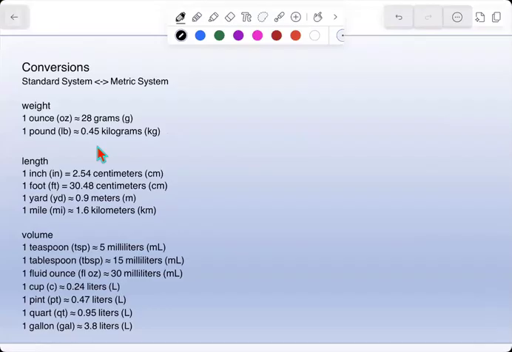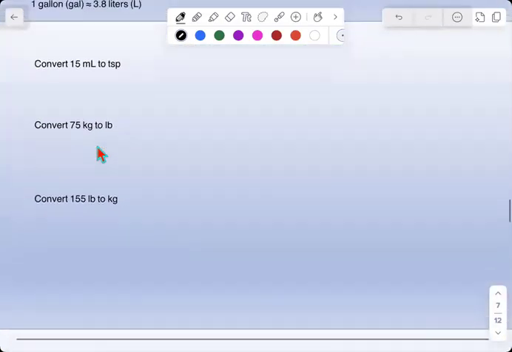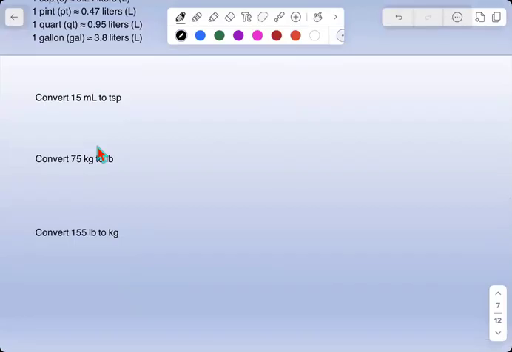So again, as you're doing your homework, make sure you always have this printed out or a picture on your phone or something, because you're going to need to refer to this a lot. Now, if you memorize some of them, that's great too. So let's jump to this.